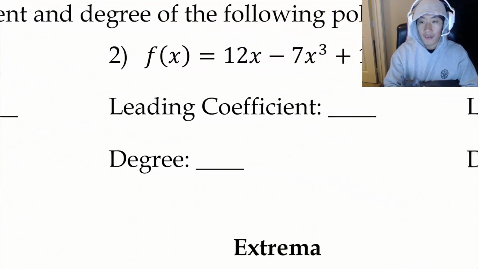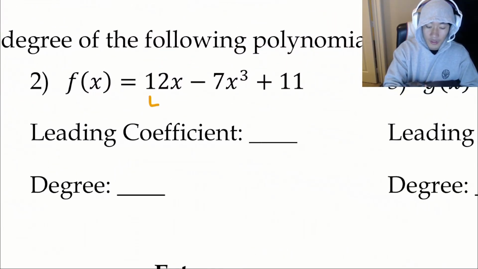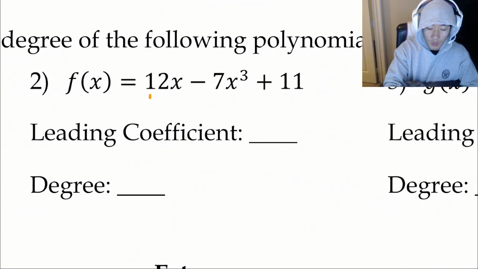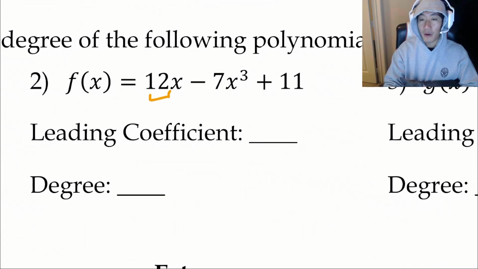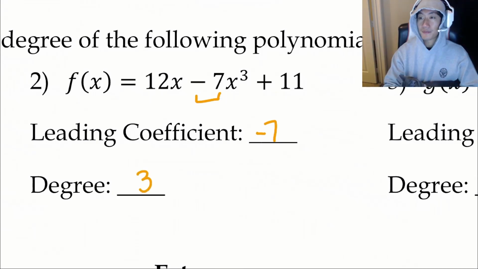And here's where my definition of leading coefficient is important, right? You can see the order of this. It's not from highest degree to lowest. And so if you were to claim that 12 was your leading coefficient, that'd be wrong. Again, it's the coefficient that's associated with the term with the highest degree. So in this case, it's going to be negative 7. So I'll say negative 7 is my leading coefficient with a degree of 3.